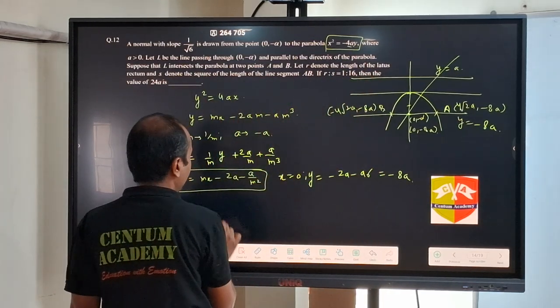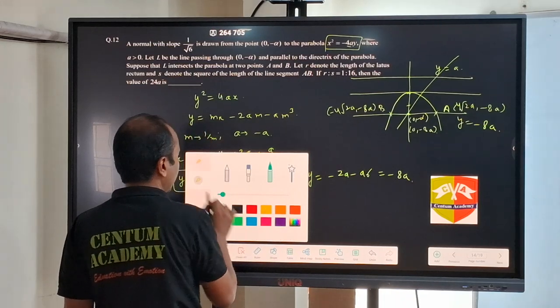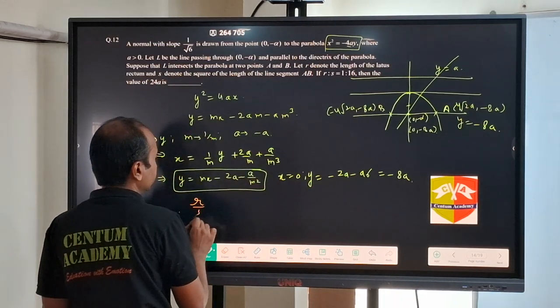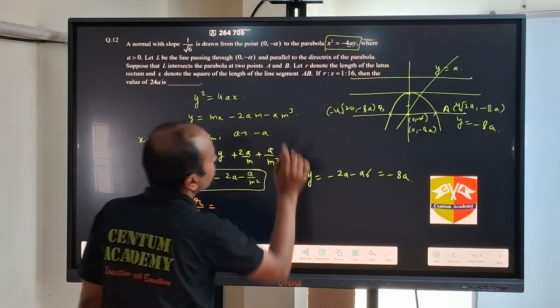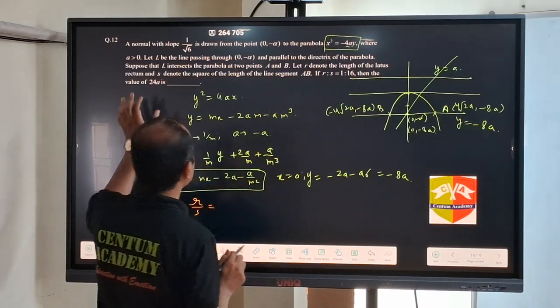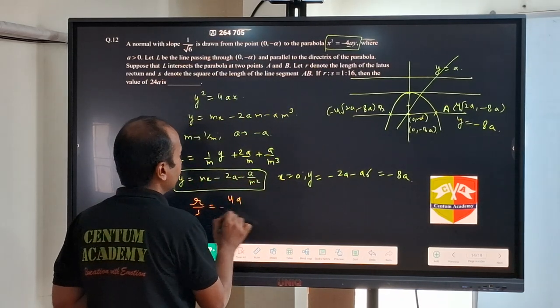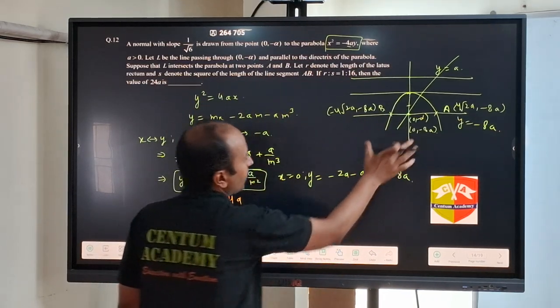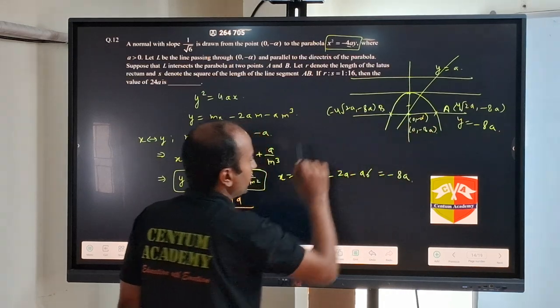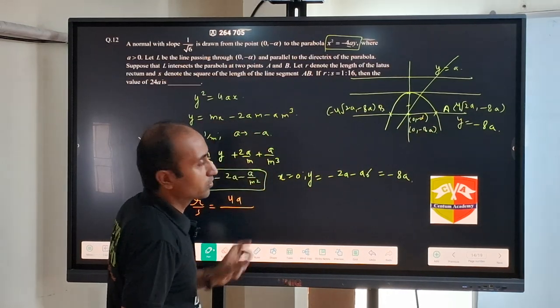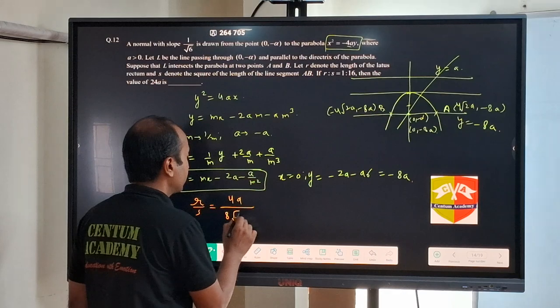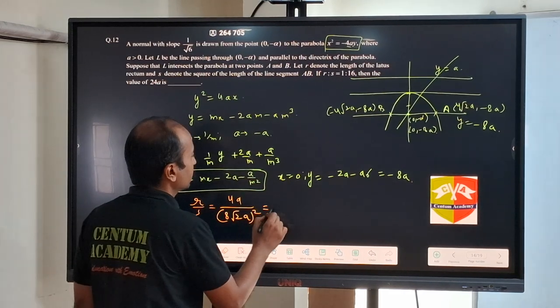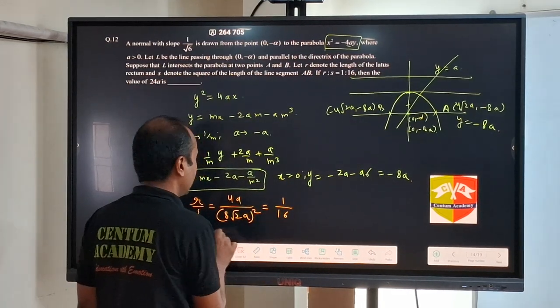So what is R ratio S? If we calculate R ratio S, my R is what? Let us read carefully. R denotes the length of latus rectum. Length of latus rectum is simply 4a. And S denotes the square of length of line segment AB. The length of line segment AB is 4 root 2a plus 4 root 2a, which is 8 root 2a. And its square will be 8 root 2a the whole square. And this whole thing is being given as 1 by 16.